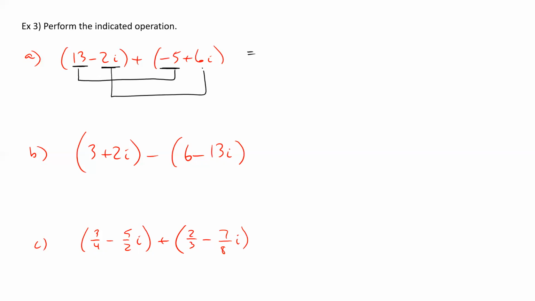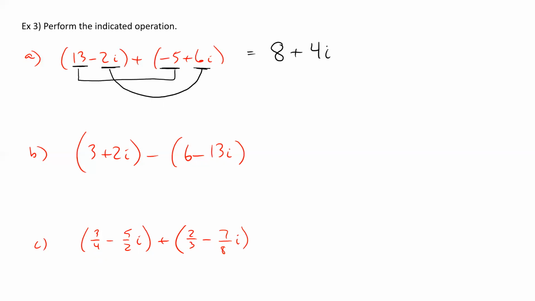And we add the imaginary parts together. So that one and that one. So the i stays with the i's and the real numbers stay with the real numbers here. So 13 minus 5, 8 is good by me. Negative 2i plus 6i. Boom, and I'm good to go. There it is. I've just added two complex numbers.